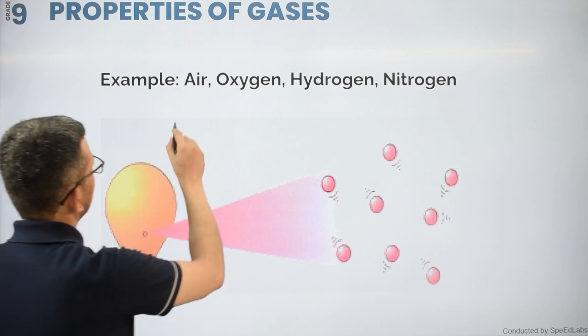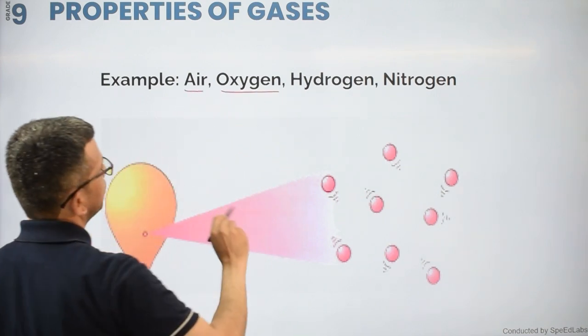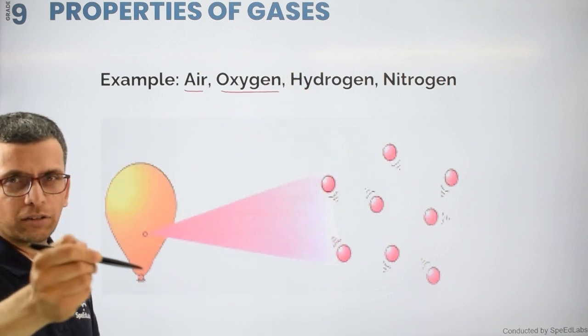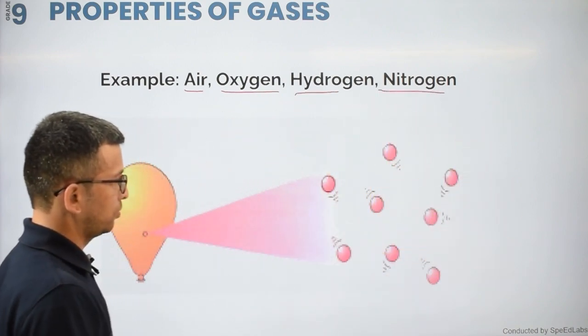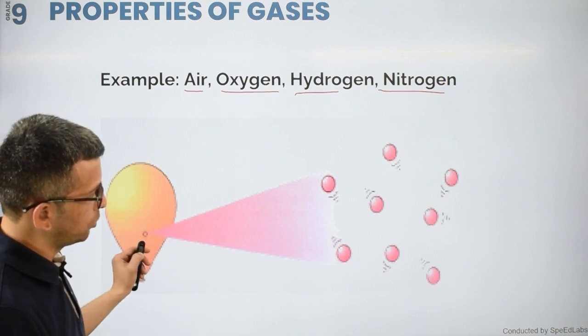Here we can give some examples. For example, air is another example of gas. Air is what? It is a mixture of gases. If I am talking about particular gases here, we have oxygen, hydrogen and nitrogen. We have specific gases which are available in air here. So here is the example, the balloon which is filled with the gas.